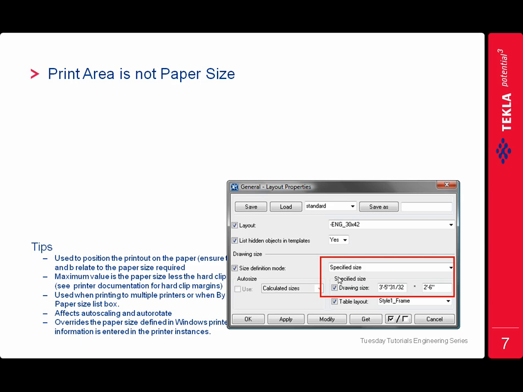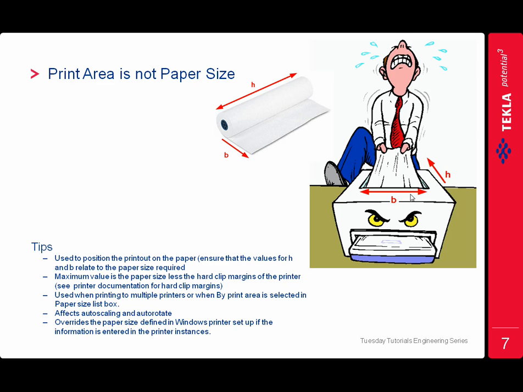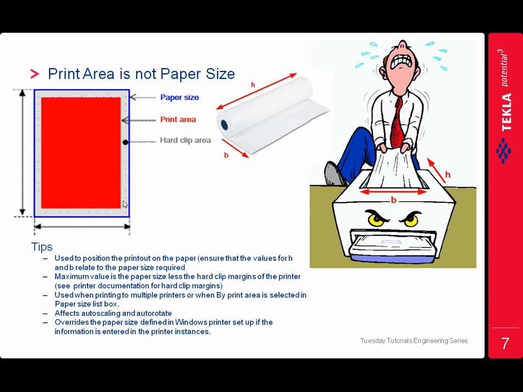But we're going to discuss print area for a minute. It's not your paper size. It is used to position the print on the paper, so that you need to make sure that your drawing size fits within the print area. So for a roll printer, the H dimension for the print area is the width of the roll, whereas the B is the feed direction. And in a tray printer, those are a little bit different as far as hardware orientation, where B is the width of the tray and H is the tray feed.